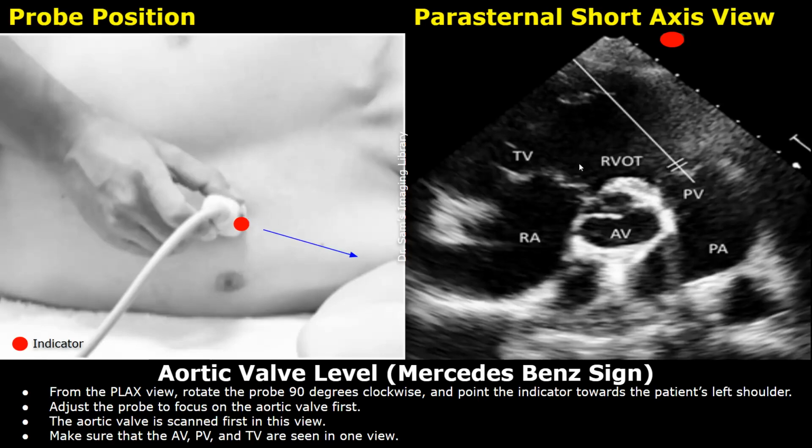You will see the aortic valve in the center. The aortic valve cusps give an appearance that is similar to the logo of Mercedes-Benz. That is why it is called the Mercedes-Benz sign. In this image, the right atrium is to the left of the aortic valve, and just above the right atrium, this valve is the tricuspid valve, and after that is the right ventricular outflow tract, which includes the pulmonary artery. The pulmonary valve is seen here.